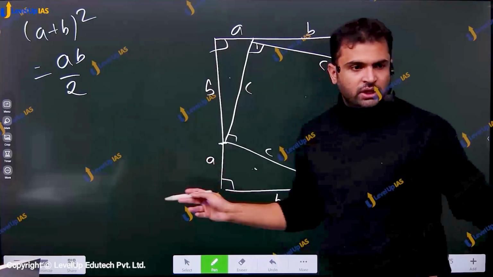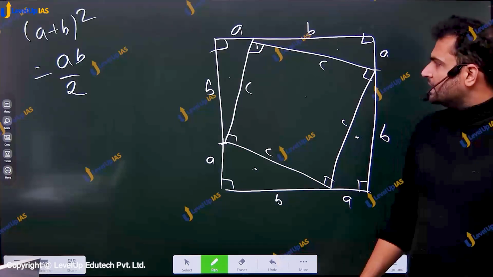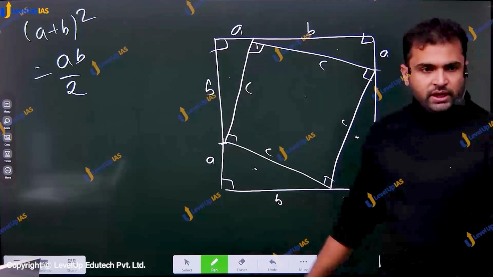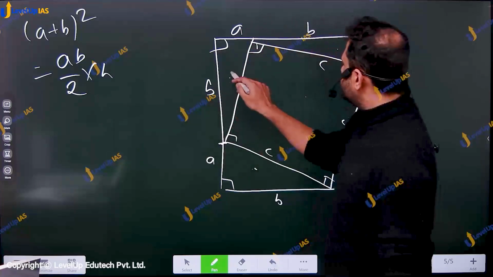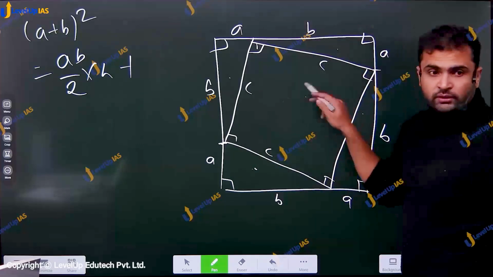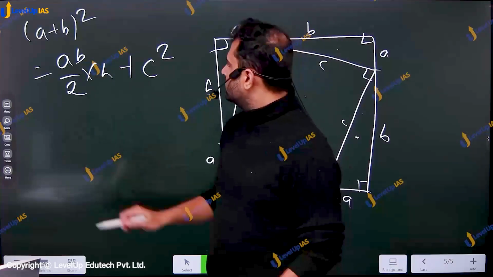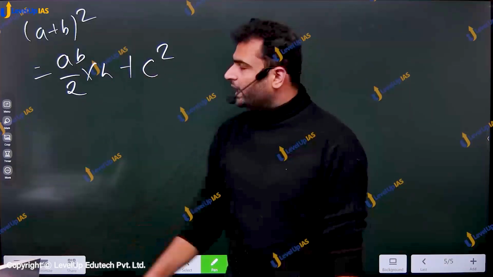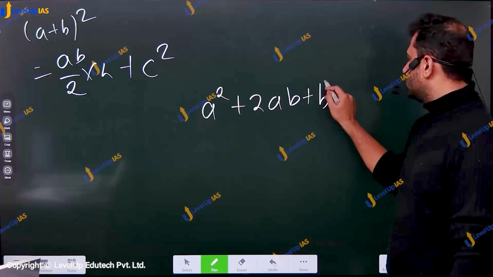I will give a list of all these formulas of areas, volumes and surface areas of popular shapes. Area of a triangle is half into base into height. Base here is A, height can be taken as B. So area is AB by 2, and there are 4 such triangles, plus the area of this internal square, C square. Now (A plus B) square we can expand: A square plus 2AB plus B square.